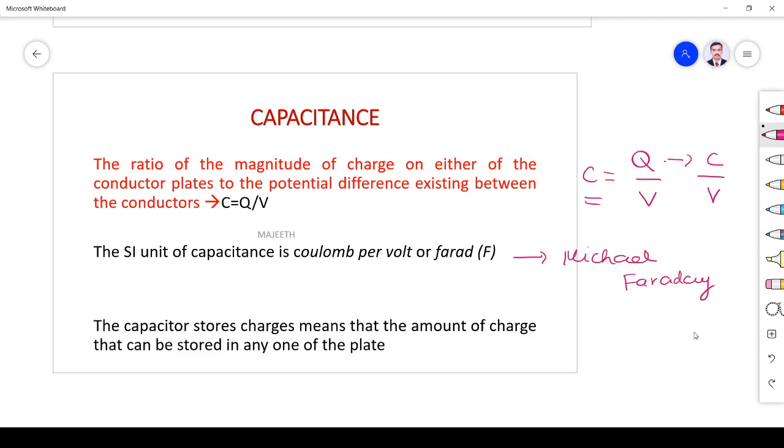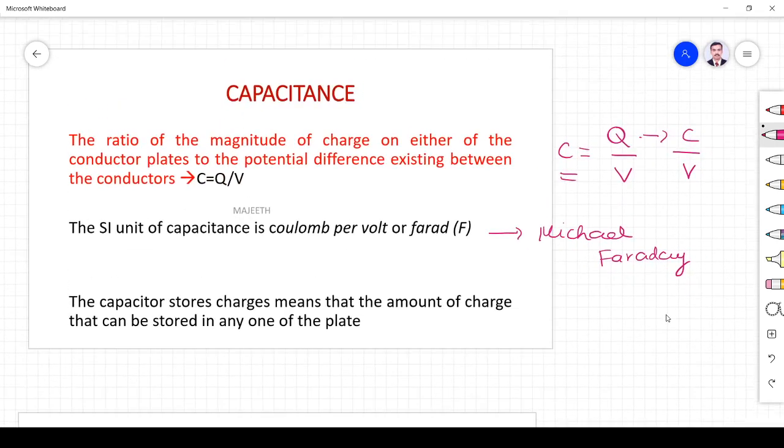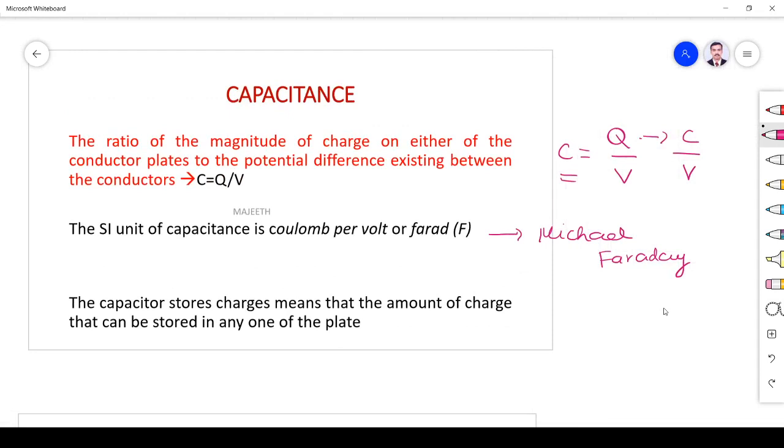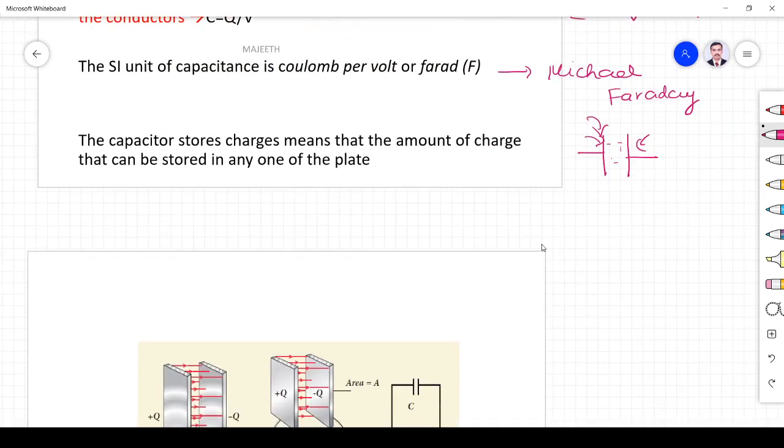Capacitance stores charge, we know that. What is the meaning? It doesn't store charge inside it. Capacitance stores charge means the amount of charge stored in any one of the plates, either this plate or this plate, not inside. It is talking only about the charge stored on the plate. That is very important. These things we must remember.